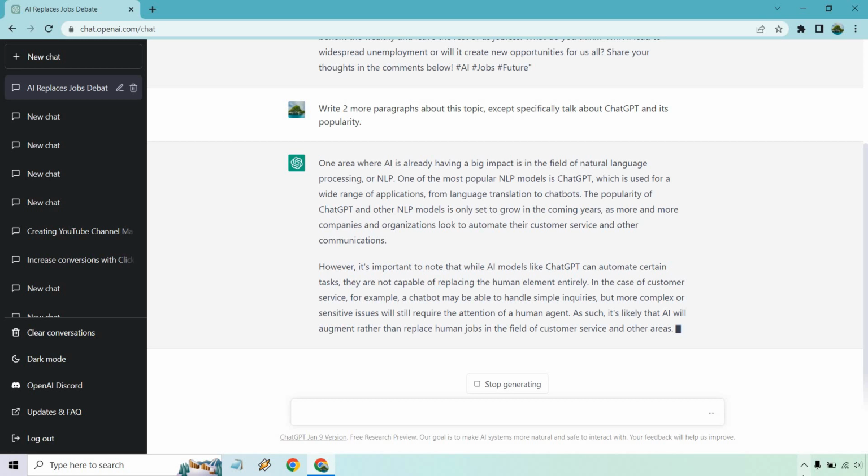So here it talks about NLP and some of the most popular models is ChatGPT, talking about how it's growing in the coming years. It can replace human elements entirely and such. It's likely that AI will augment rather than replace human jobs in the field of customer service and other areas.